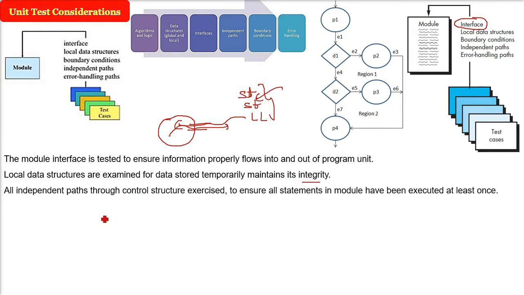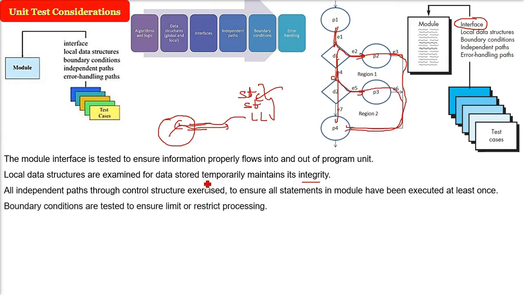Then, because in a unit there can be multiple control flow paths, it can be if else, do whiles, switches and many more, all the independent paths should be exercised at least once, to ensure that all the statements in a module have been executed and tested at least once for the expected result, what a developer is expecting. So these are different paths. Every path needs to be checked.